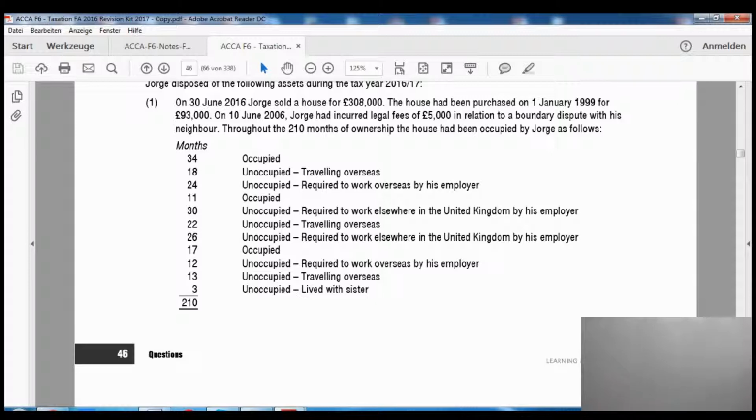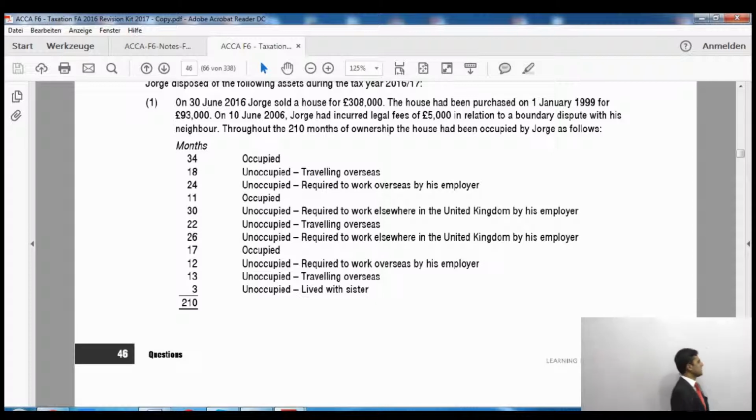And after that, if we see 13 months and 3 months, we include 13 and 3, 16 months, and we know that the last 18 months are always considered as occupied.